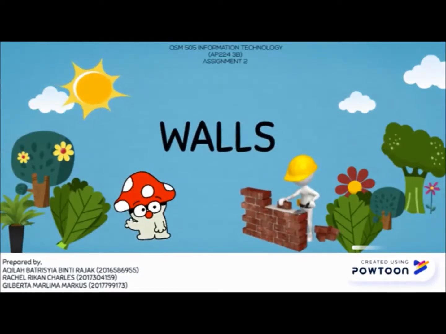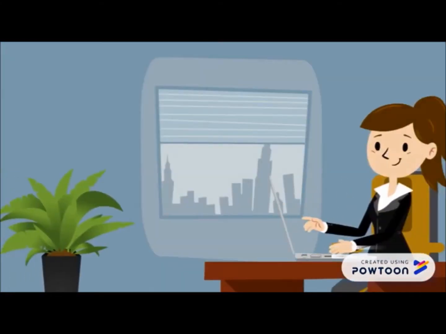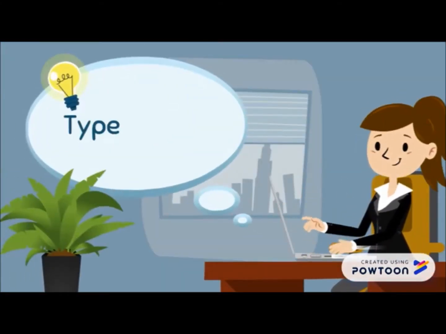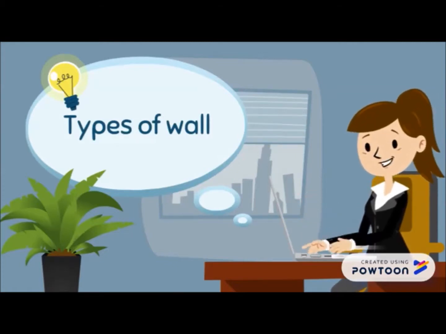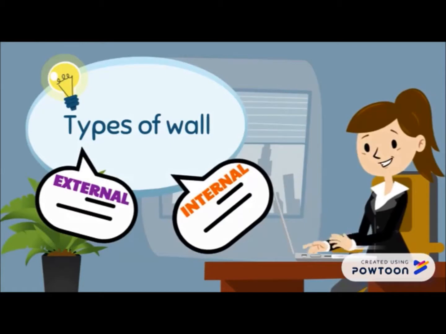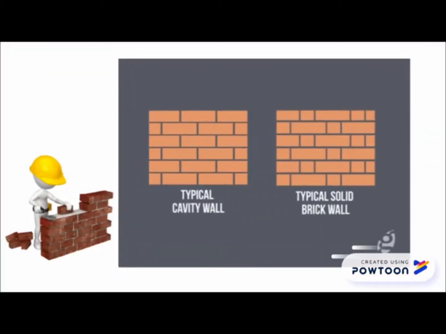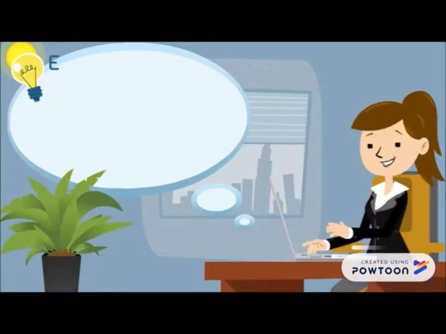Hello everyone, I'm a quantity surveying student and today our group will be explaining about walls. There are two types of wall, which are external and internal. This is the typical brick arrangement of cavity wall and solid brick wall.